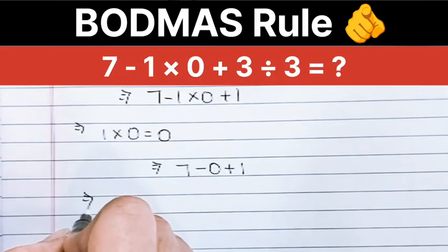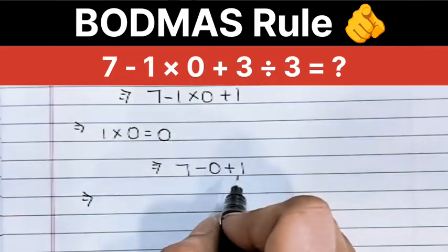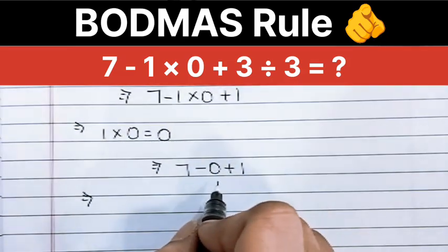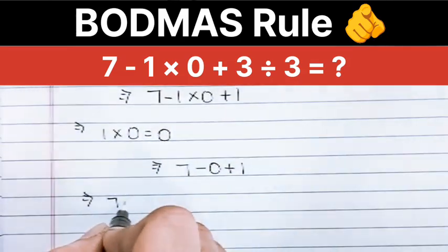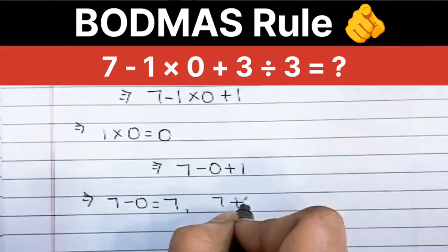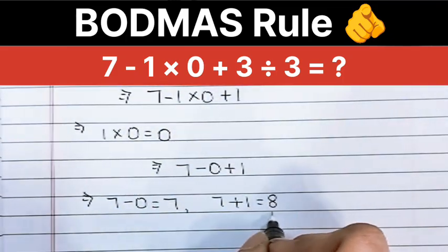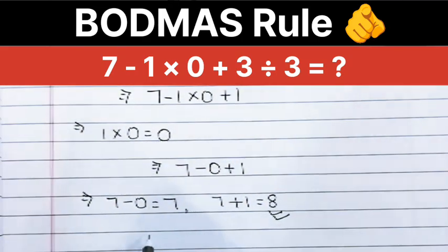Now the third step, addition and subtraction. Now that only addition and subtraction remain in the expression, we solve from left to right. Subtract: 7 minus 0 is equal to 7, and after that 7 plus 1 equals 8, and 8 is the final answer. According to this step, addition and subtraction have equal priority, so they are processed in the order they appear, from left to right.